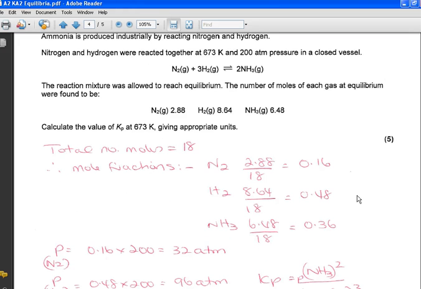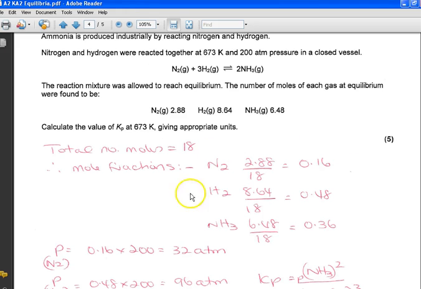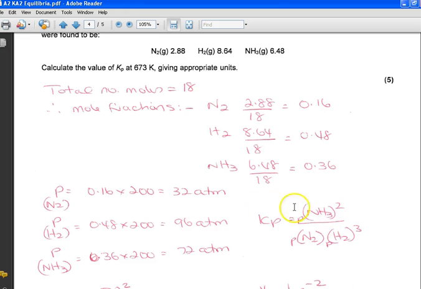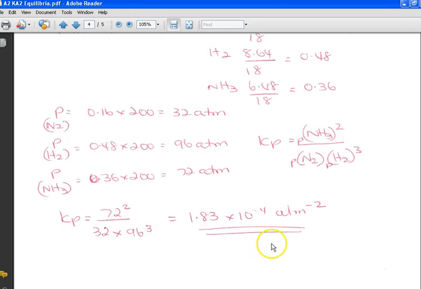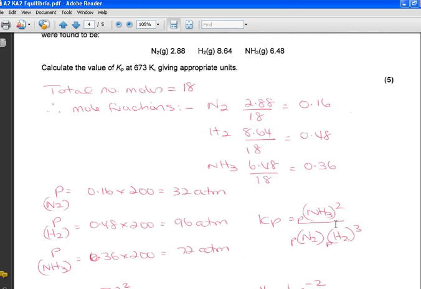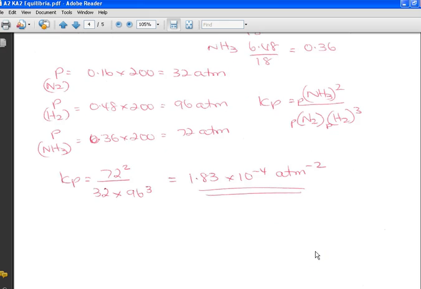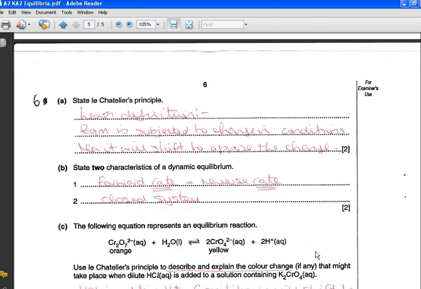Question 5 then, so this is about Kp. You're going to need to work out your mole fraction and then your partial pressure. So total number of moles, work out the mole fraction, multiply it by the pressure, which will give us our partial pressure, and then we just put the numbers into the Kp expression. Again, you don't need to change the units here from atmospheres. The question's in atmospheres. You just give the units in atmospheres. Don't worry about changing them unless there's a specific instruction in the question.